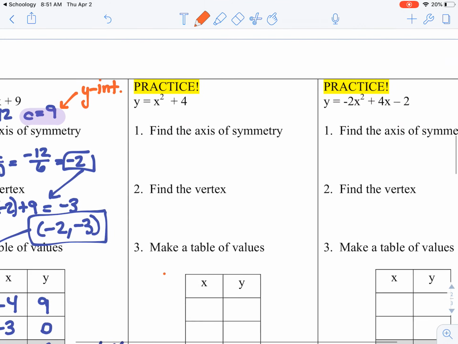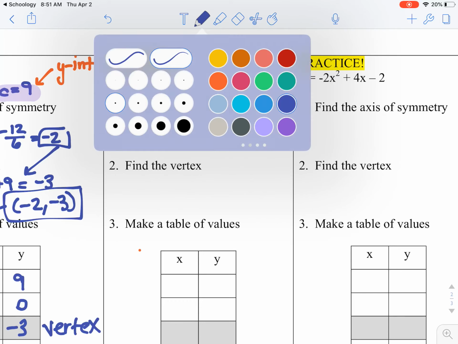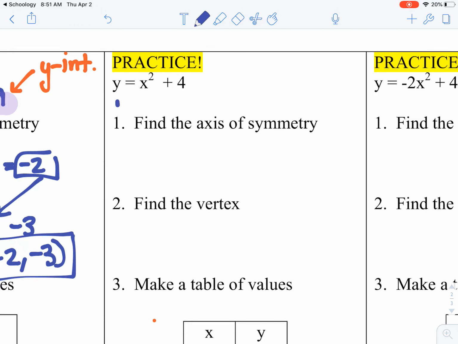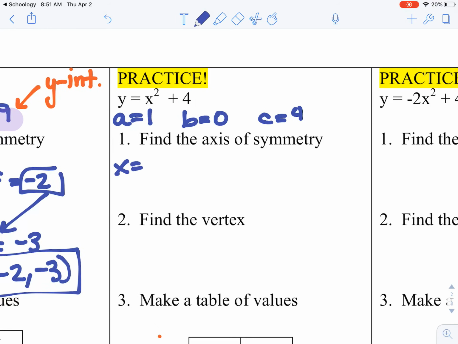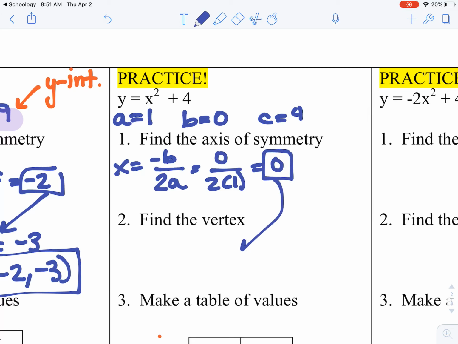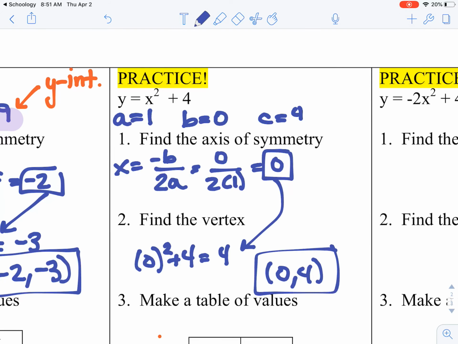All right, so practice 2. We're going to identify a, b, and c. A is 1, b equals 0, and c equals 4. So my axis of symmetry: 0 over 2 times 1 equals 0. We take this number, plug it into our original equation to find our vertex, which is 4. So our vertex is 0, 4.